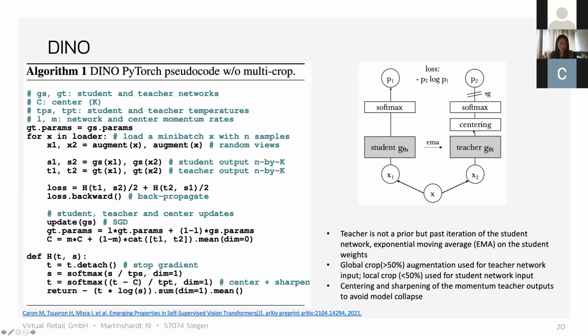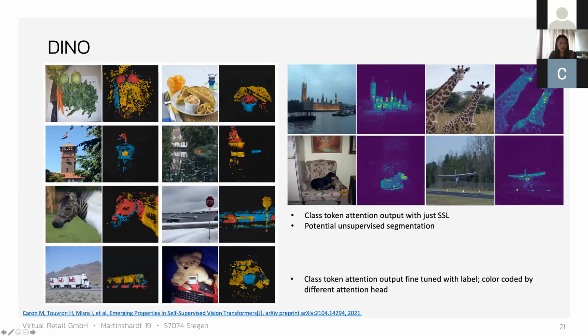And they also introduce centering, which is basically subtracting the mean of the feature you get out of this model. Yeah, too much detail, I guess. Skip that. So here are some results, not really results.